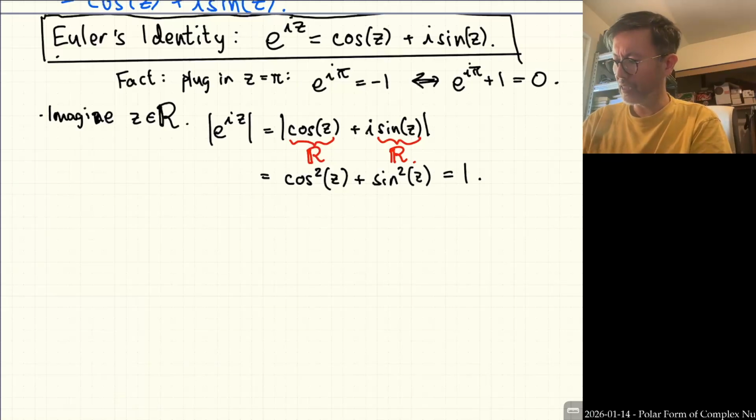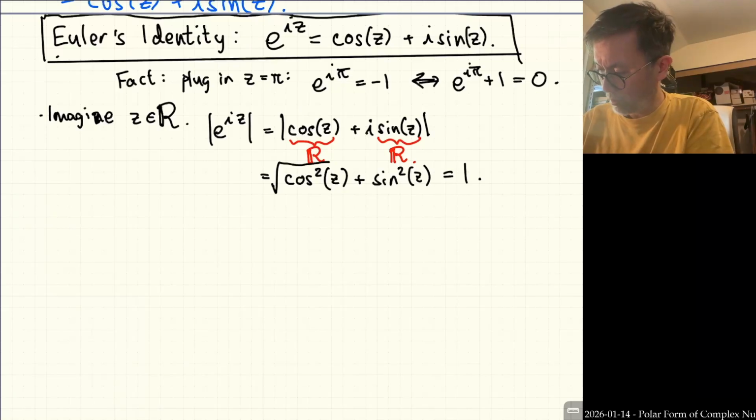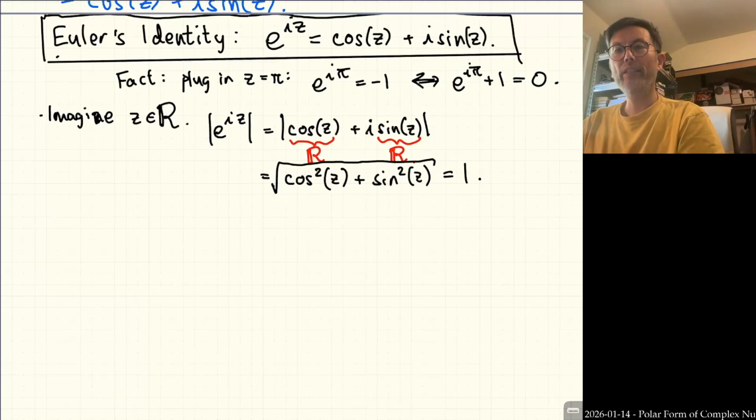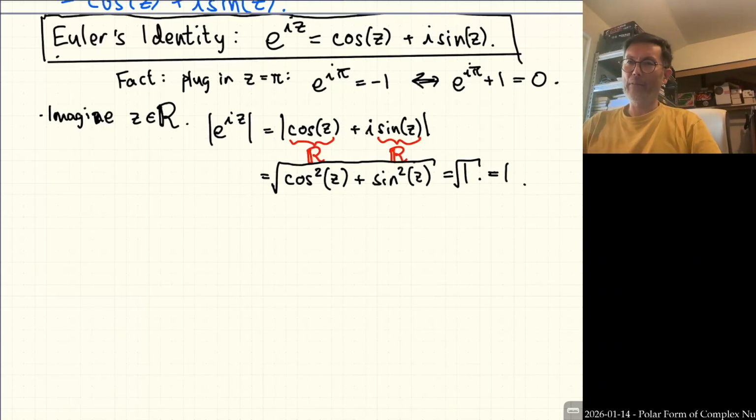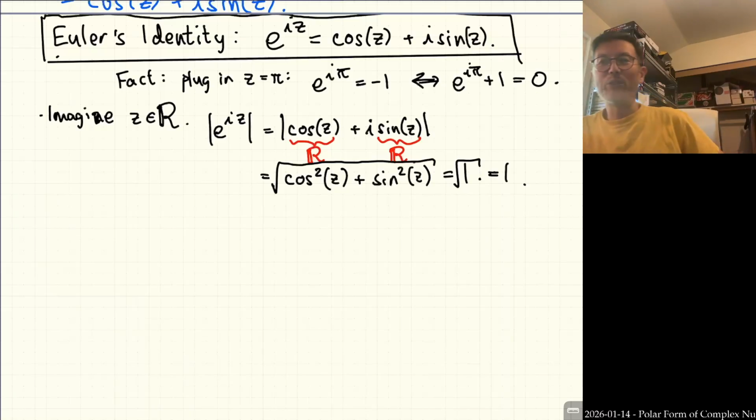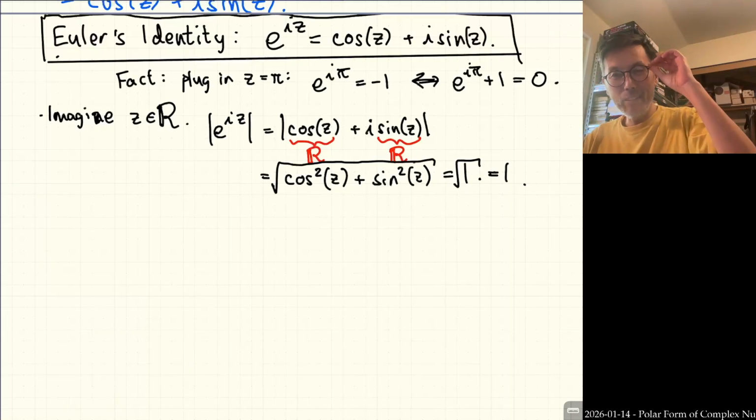Oh, but I'm realizing that I think I forgot a square root here. This ends up being, of course, the square root of this, which is the square root of 1, which is 1. And it doesn't matter that I left off the square root, those are still true statements, but this is more in the spirit of easier to follow, let's say.